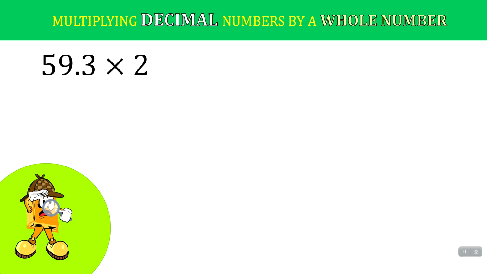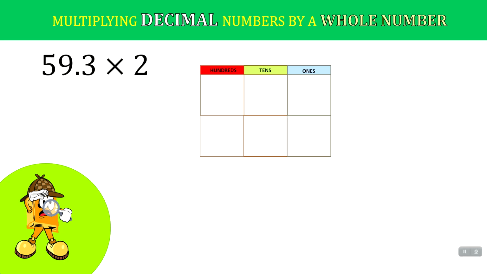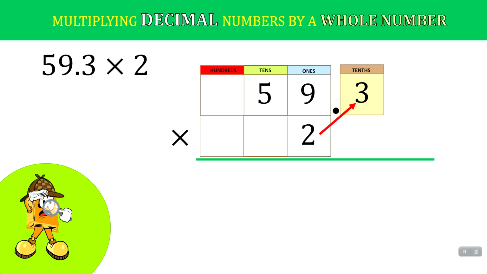59.3 multiplied by 2. Again, we see that there is 1 digit after the decimal point in the question, and so we will need a tenths column in our question. And writing from the right to the left, we write 3 in the tenths column, 9 in the ones column, 5 in the tens column. Multiplied by 2, we start with the rightmost column. 2 times 3 is 6.